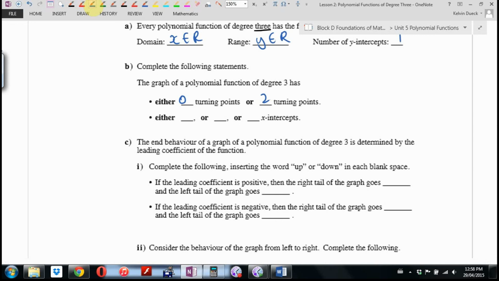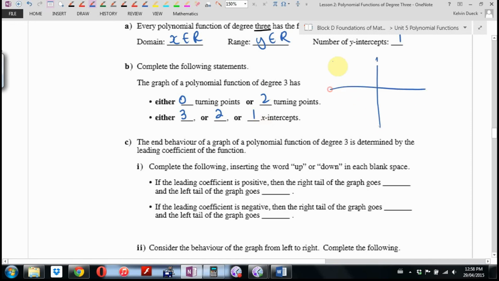And how many x-intercepts? What were the possibilities? 3 or 2 or 1. Could you ever have none? Not if you've got a range of all reals. You're going to cross the x-axis somewhere. But you could have 3, 2, or 1.